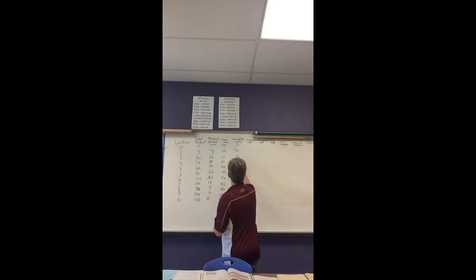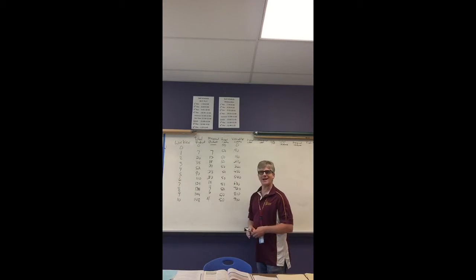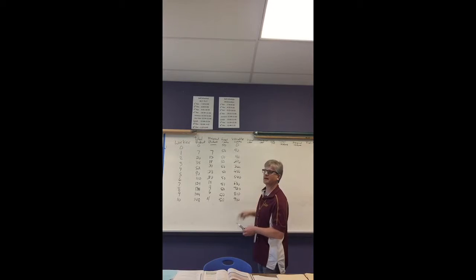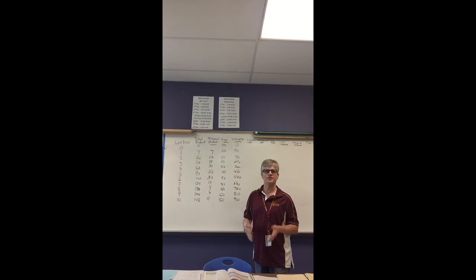So we're going to do this: 270, 360, 450, 540, 630, 720, 810, 900. So I added 90 all the way down. So 90, 180, 270, 360, 450, 540, 630, 720, 810, 900. So you've got your fixed cost and your variable cost.